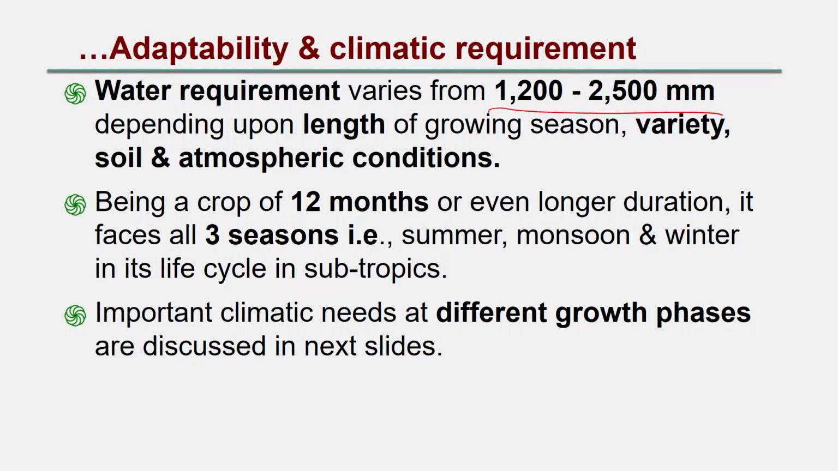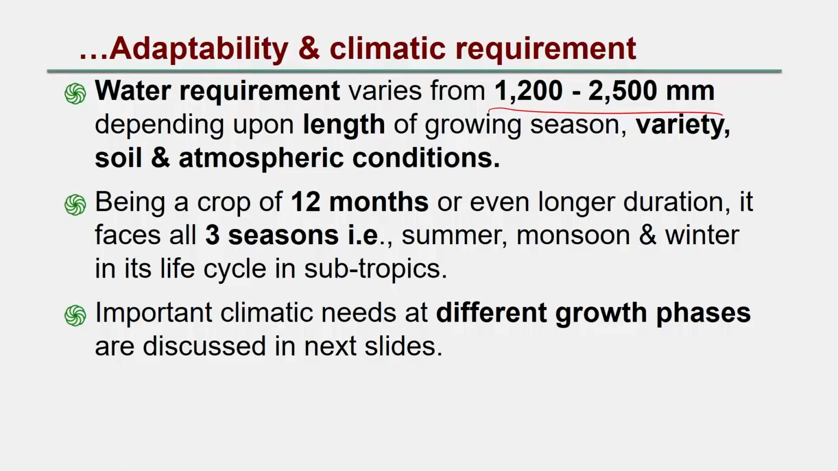It depends upon length of growing season, variety, soil and atmospheric conditions. So, certain shorter duration variety will have less water requirement compared to longer duration variety. If you are growing sugarcane in relatively lighter soils, then water requirement will be more compared to the soils where texture is heavy. So, being a crop of 12 months or even longer duration, it faces all the three seasons, particularly in subtropical areas.